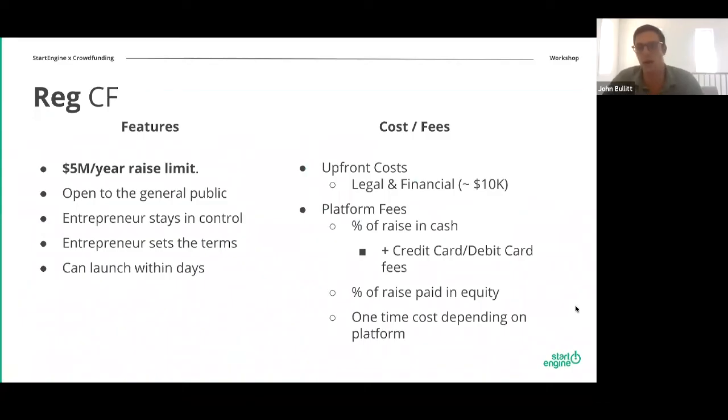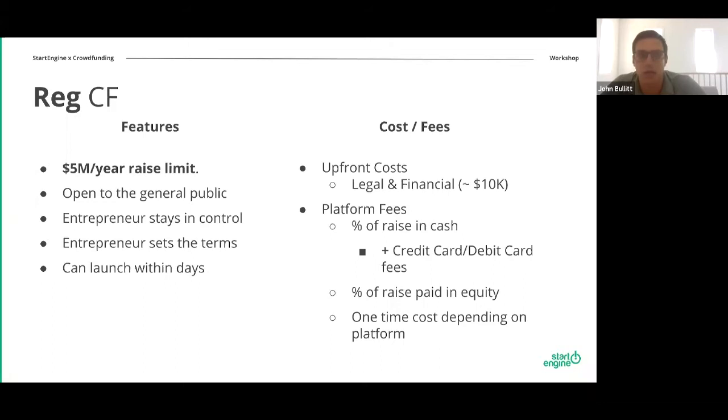So, breaking down the two main differences between the Reg CF and the Reg A, the two regulations. On the Reg CF side of things, you're able to raise up to $5 million in a 12-month period. So you can do that through 2 raises, you can do that through 3 raises. As long as you're not raising more than $5 million in a 12-month period, you are okay.